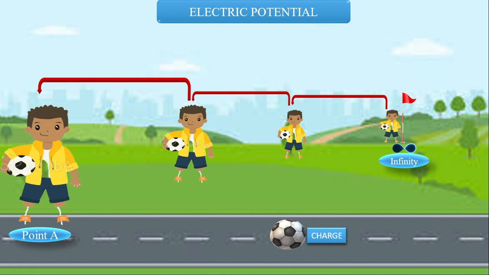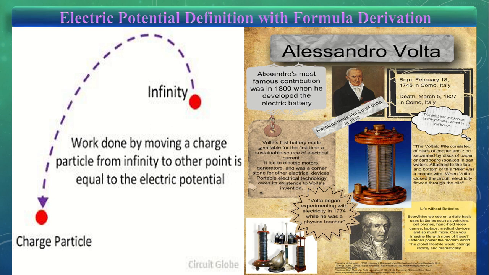So the definition for electric potential is: electric potential, which is also called electric field potential, potential drop or electrostatic potential. It is the amount of work needed to move a unit of charge from a reference point to a specific point inside a field without producing an acceleration. Typically, the reference point is the earth or a point at infinity, although any point can be used. So, work done by moving a charged particle from infinity to another point is equal to electric potential.